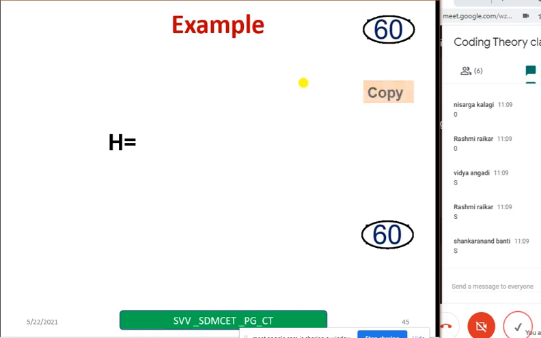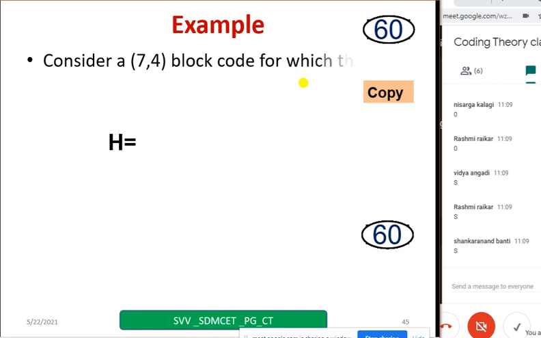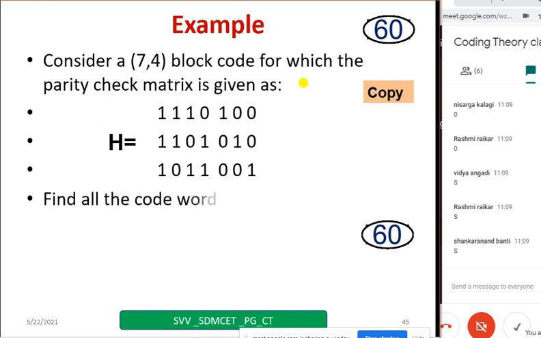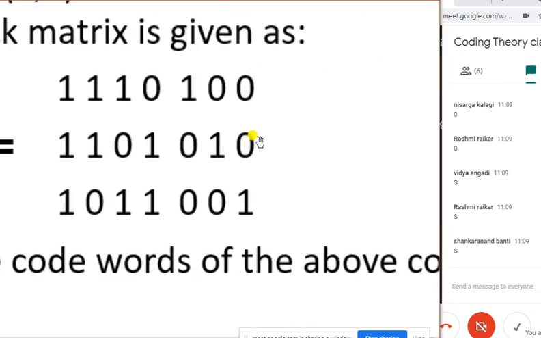Now let us take one simplest numerical example. Consider a (7,4) block code, copy down. Consider the (7,4) block code for which the parity check matrix is given as H equal to. Copy down.